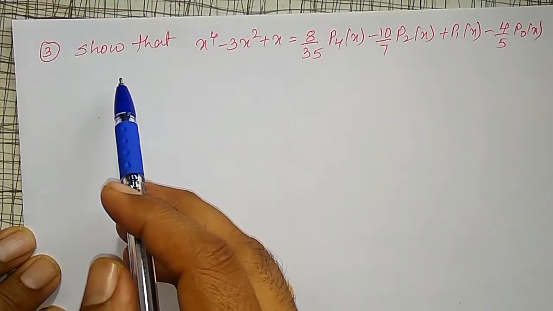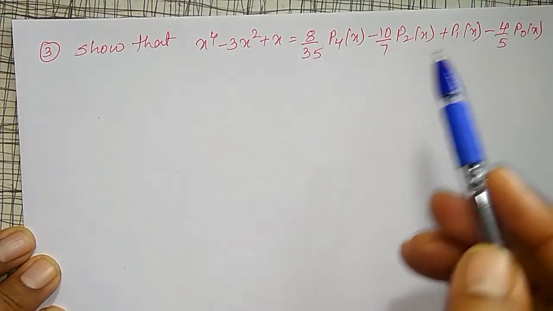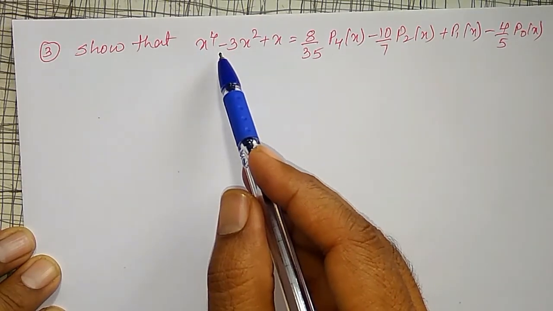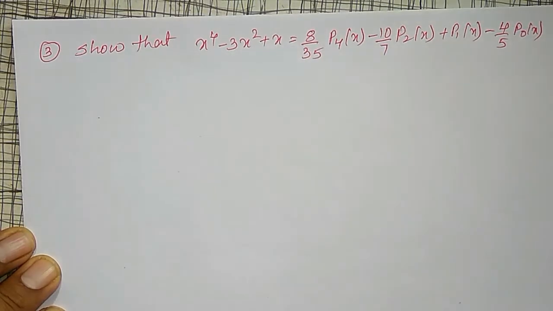Like this, one more example I am going to solve here. In this example, I have to show that a regular polynomial in x can be written in terms of Legendre's polynomials. I have to prove that x raised to 4 minus 3x square plus x is equal to the given expression.